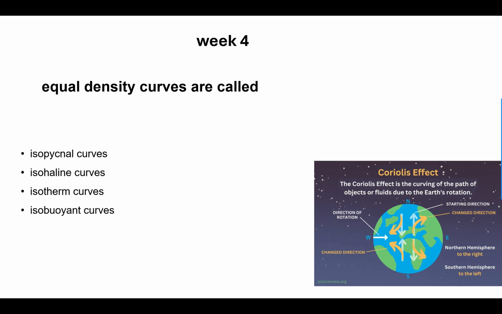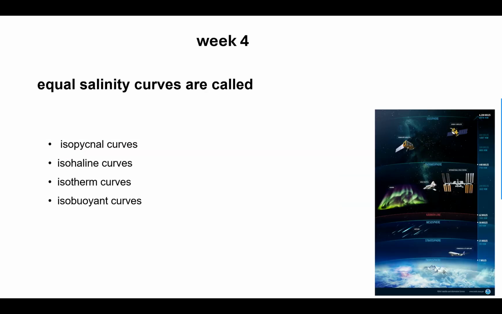So equal density curves are also called isopycnal curves, as opposed to isohaline, isothermal, isobuoyant. So these are isopycnal curves. Haline is for salinity, therm is for temperature. Salinity, haline, similarly.